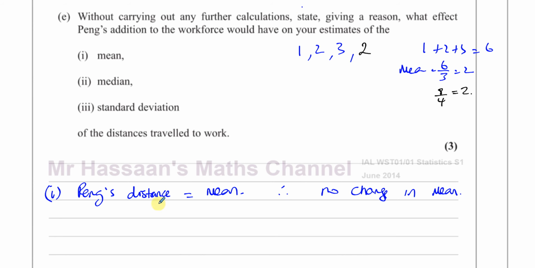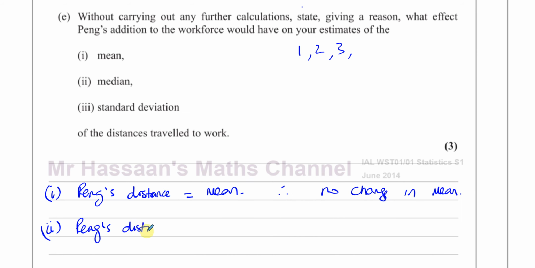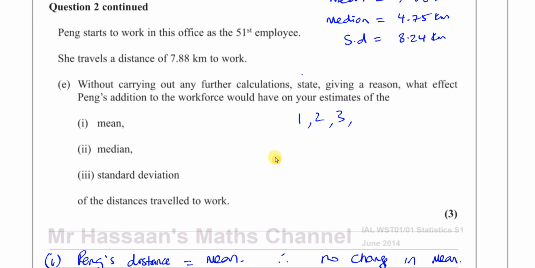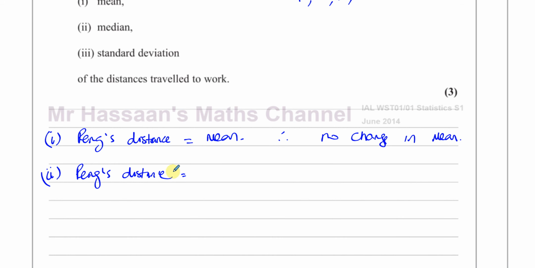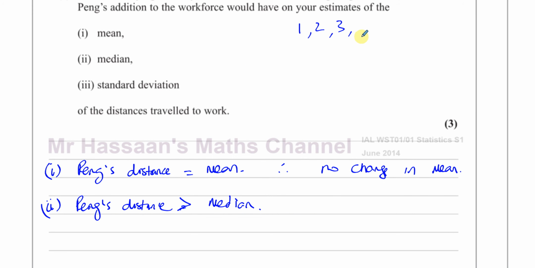Now, let's go on to the median. Okay, I'm going to again show you another example about the median. I'll use the same logic behind it, just to make you understand. Now, we can see that Peng's distance, which is 7.88, okay, is more than the median, is greater than the median. Okay, so what happens when we put a number in that's greater than the median? Let me explain to you from another example like this.